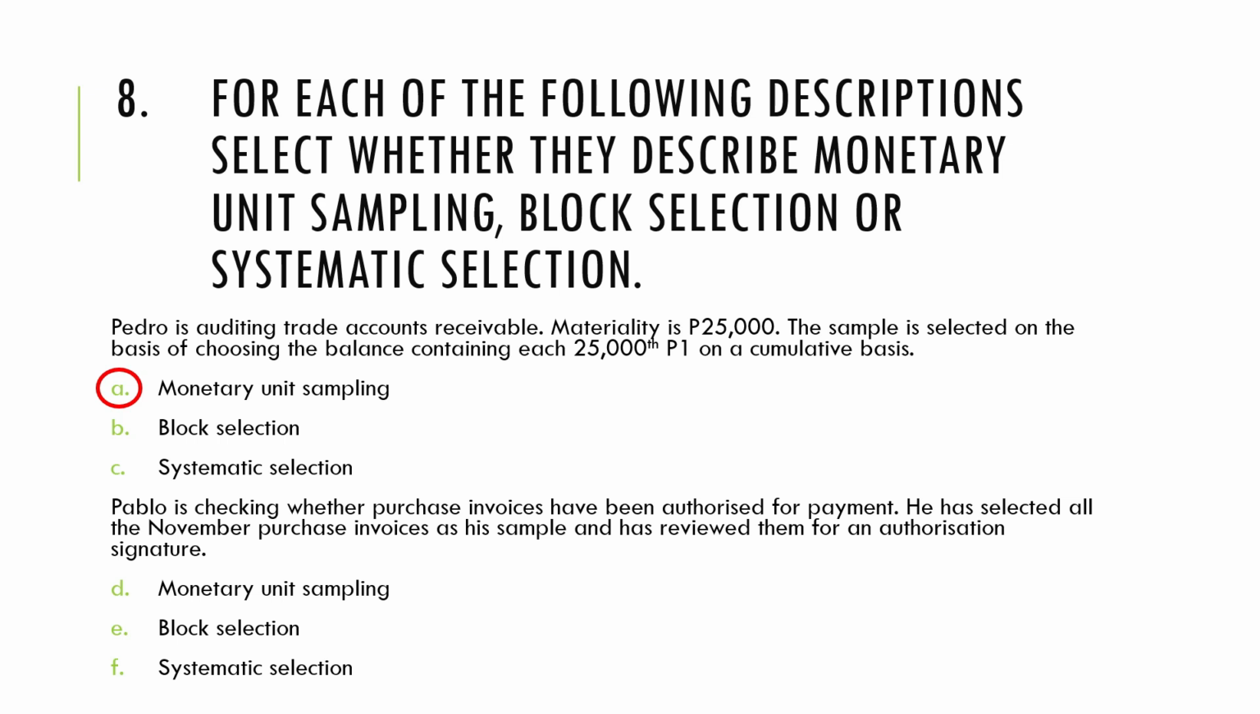Second illustration, Pablo is checking whether purchase invoices have been authorized for payment. He has selected all the November purchase invoices as his sample and has reviewed them for an authorization signature. So in this case, Pablo is definitely performing a test of control. And because Pablo has chosen only all November purchase invoices, then this is an example of a block selection, as Pablo has chosen a group with contiguous data. By contiguous, we mean in a sequence, just like what we have here. So in the case of number 8, it's alpha, or letter A for the illustration of Pedro, and letter E for the illustration involving Pablo.